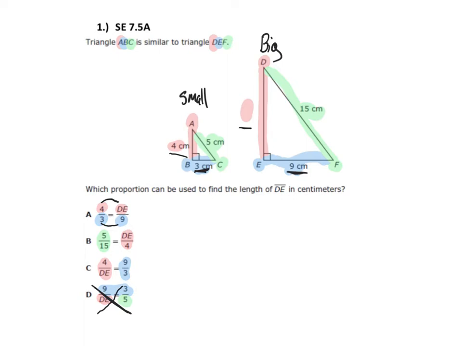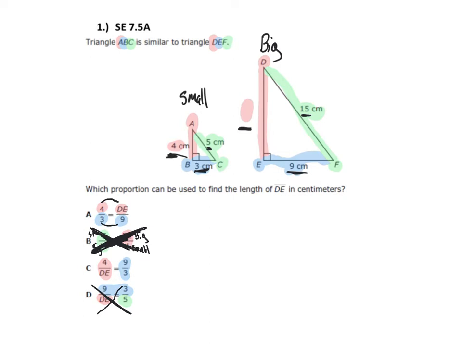On this one we have the small on top and the big on bottom. On this side we have the big triangle on top and the small triangle on bottom, because the 4 is in the small and the DE is in the big, the 5 is in the small, and the 15 is in the big. So since these are labeled now, small goes to small, big goes to big. Since they cross, that tells us that is not our answer. It crossed out the answer for us once we connected the big and the small.